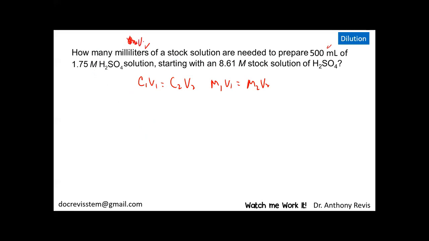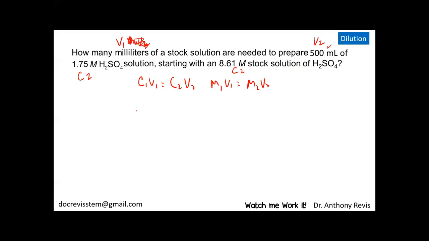I am not doing well. This is V2, to prepare 500 mL. And this is V1. We got it now. As long as you make the consistent assignment, you're going to be okay. So this is V1, this is V2, mL needed to prepare 500 mL of this. This is your C2, starting with. That's good. So let's put these in. We have all the variables identified there.